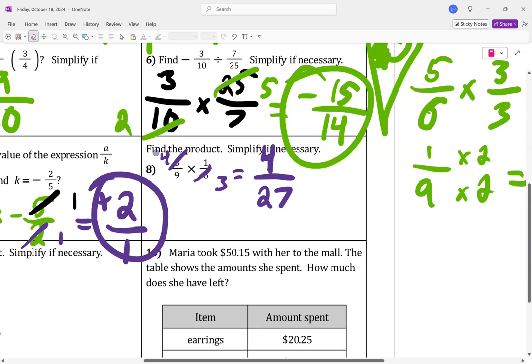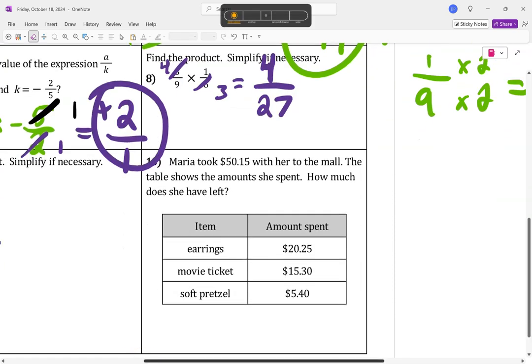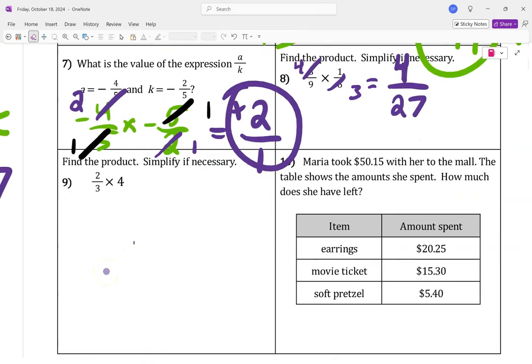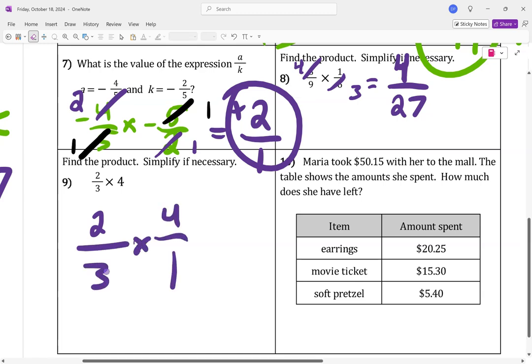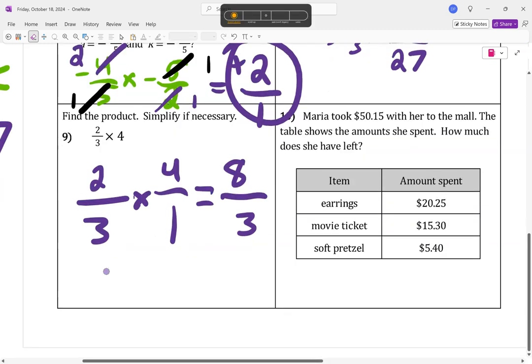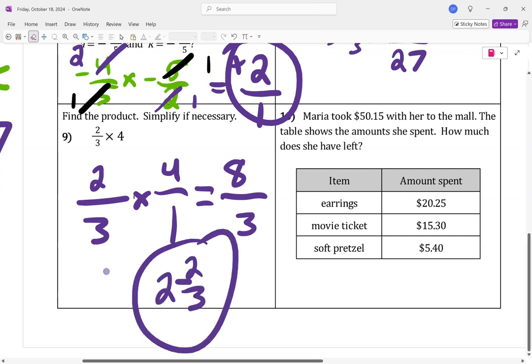Make sure you're writing all this down. Good. Okay. Now this one, we just want to make sure you know that this is times 4 over 1, right? And you don't even have to reduce. 4 times 2 is? 8. Write it down right now. And 3 times 1 is? 3. And that's going to be 2 and 2/3. So you can write 2 and 2/3 or 8/3.